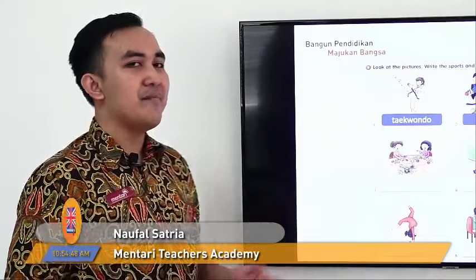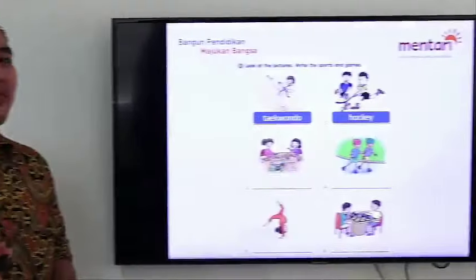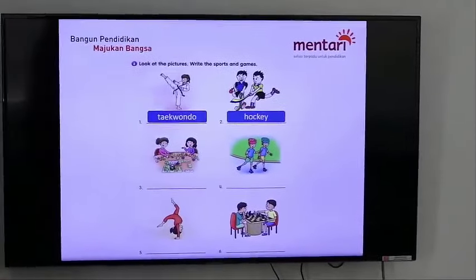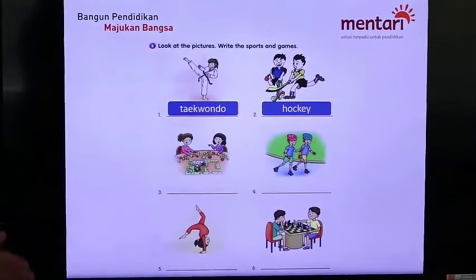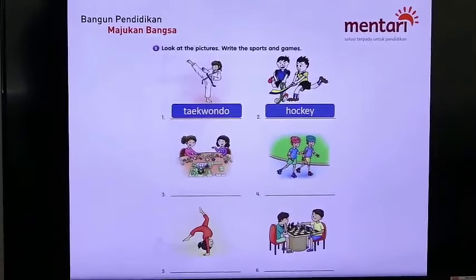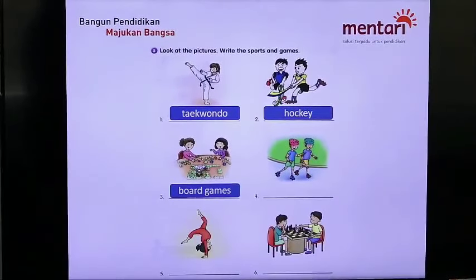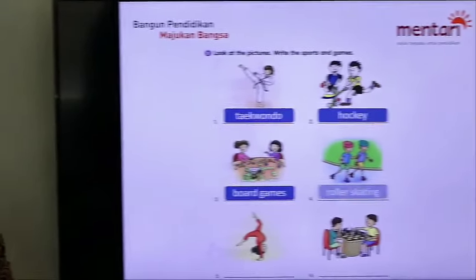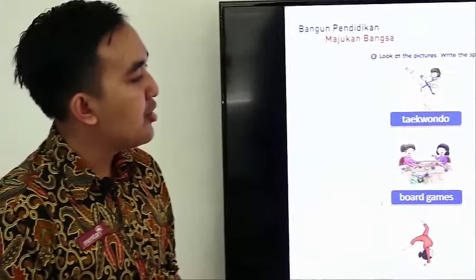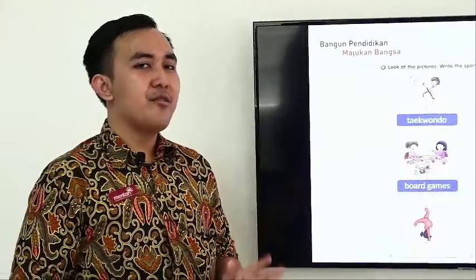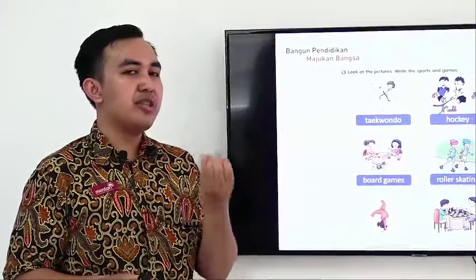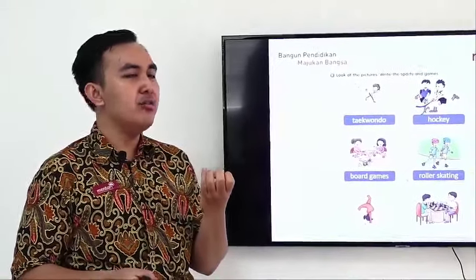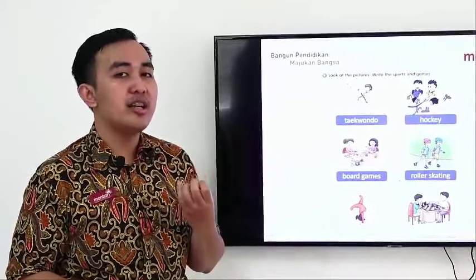And for number 3, if you take a look at the pictures, there are 2 girls. They are holding small pieces and they are trying to put it all together. So that's what we call board games. The next one, like 2 girls, they are playing with something. Like, if we say it's wheels on the shoe, that's what we call roller skating.